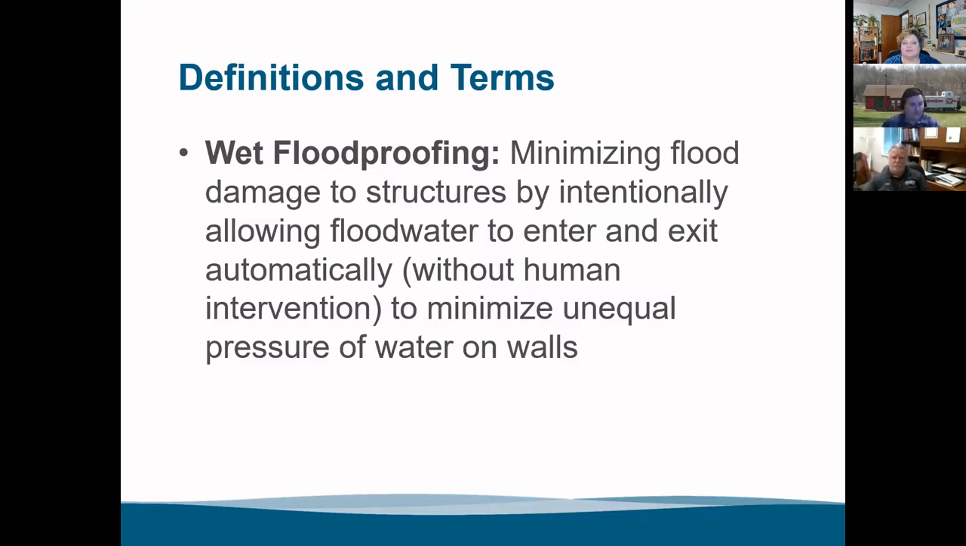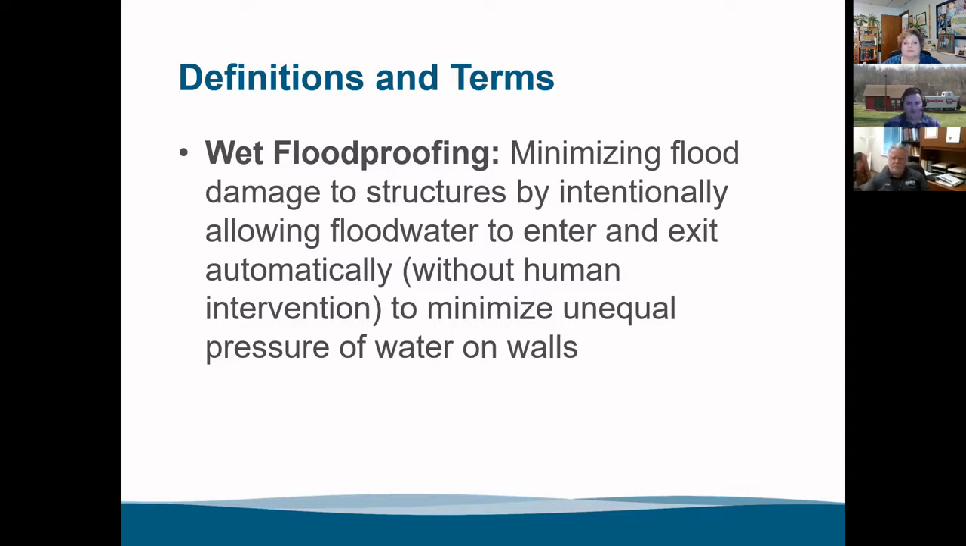The other thing that we're going to be talking about a lot is wet floodproofing. Now, a lot of you probably know what this means, at least to some extent. And like I said, we'll get into the technicalities of this later on. But essentially, wet floodproofing is minimizing flood damage to structures by intentionally allowing floodwater to enter and exit automatically without human intervention to minimize unequal pressure of water on walls.